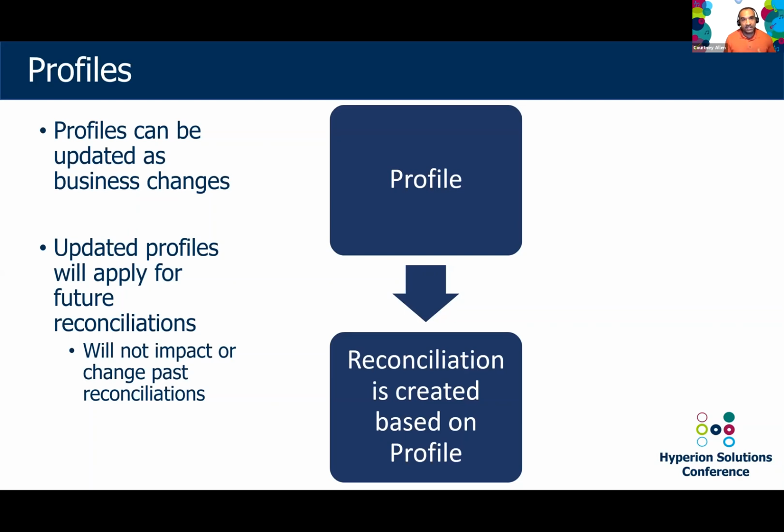So if you put the format together with the profile, you basically can create a reconciliation document. A reconciliation document is really a document that's used at period end to do the reconciliations. It's a snapshot in time when you create that reconciliation based on the profile and the format. It will create that and it will be static. It will not change. The profile can change.